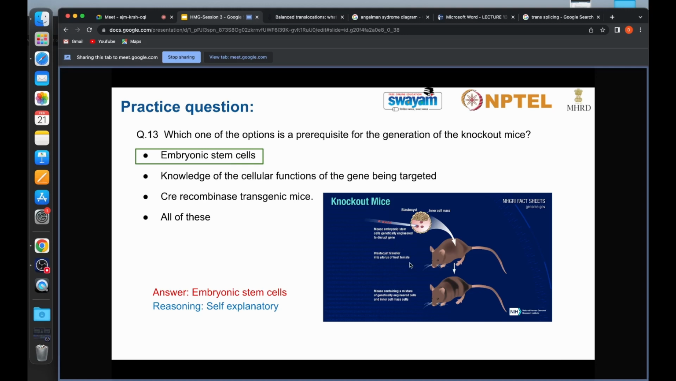Now these blastocyst cells are transferred into the uterus of a host female, and now the mouse contains a mixture of genetically engineered cells and inner cell mass. So now this is the knockout mouse that has been generated. These are the prerequisites for the generation of knockout mice.